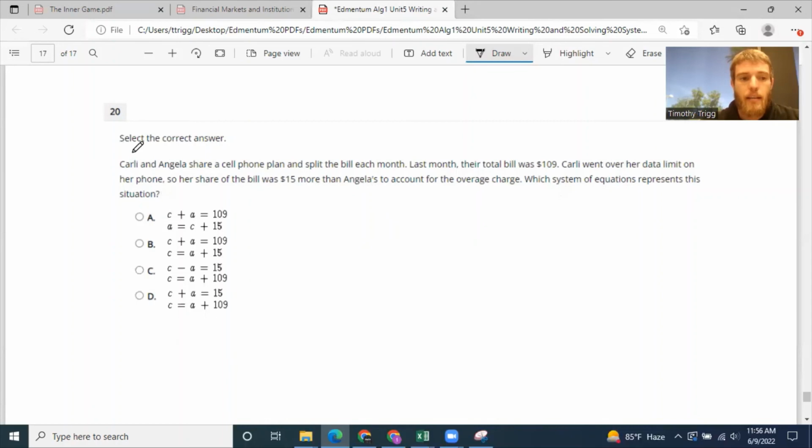So if I take Carly's bill plus Angela's bill, the total bill is 109. We also know, was Carly's amount the same as Angela's amount? Well, no. Carly spent more, right? So Carly's amount was larger than Angela's amount. I would have to add $15 to Angela's amount to equal Carly's. So those are your two equations there.